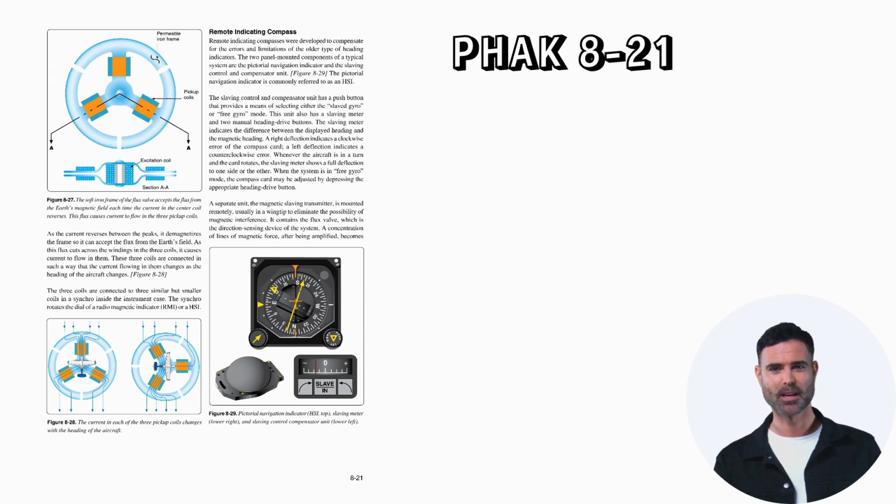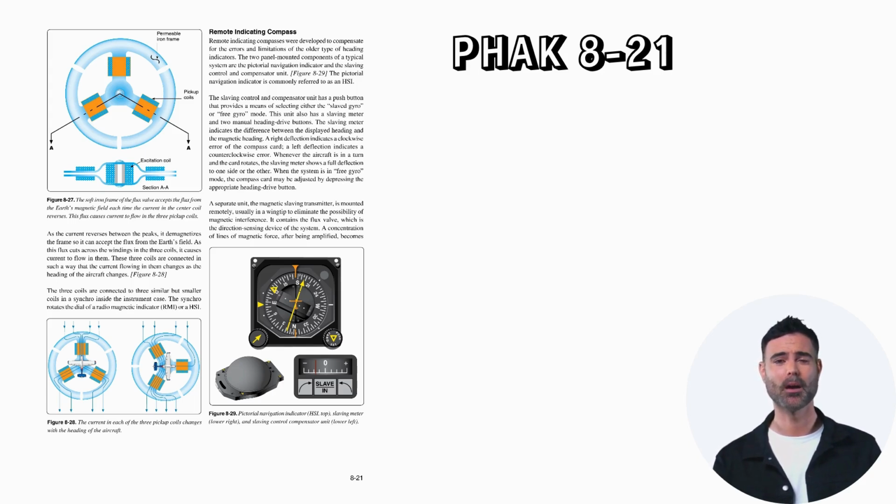These three coils are connected in such a way that the current flowing in them changes as the heading of the aircraft changes. The three coils are connected to three similar but smaller coils in a synchro inside the instrument case. The synchro rotates the dial of a radiomagnetic indicator, RMI, or AHSI, remote indicating compass. Remote indicating compasses were developed to compensate for the errors and limitations of the older type of heading indicators.